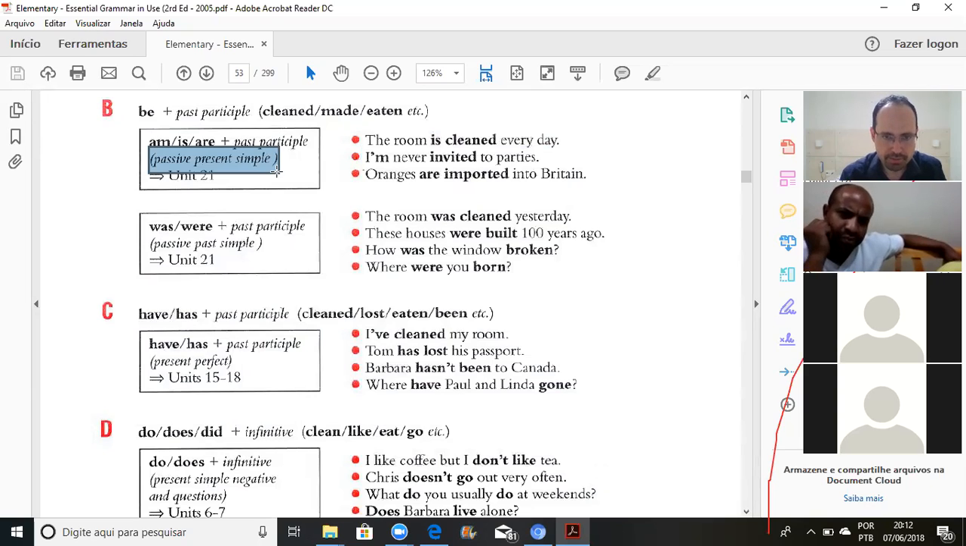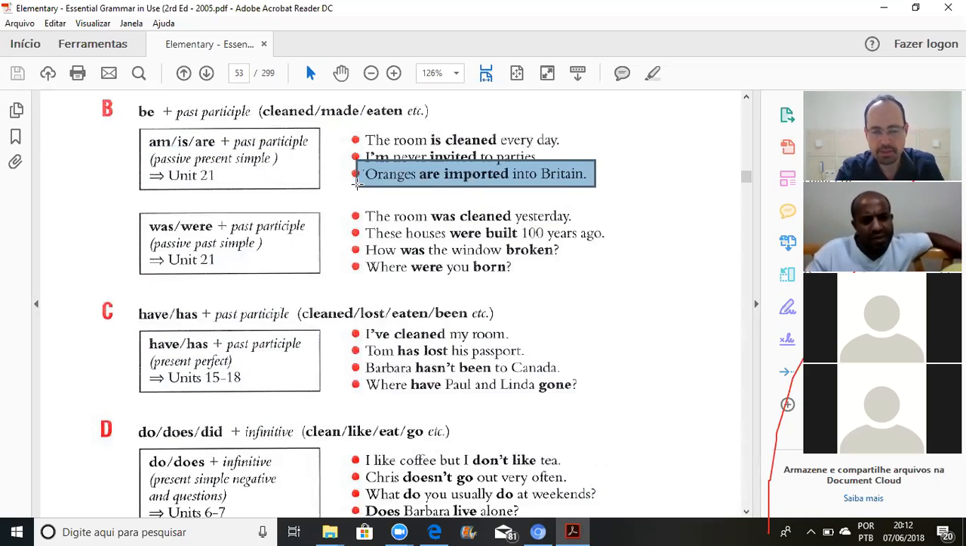Yes. All right. So here we are talking about orange. The third sentence is oranges are imported into Britain. Oranges are imported into Britain. So which word here is the subject? Which word here is the subject?